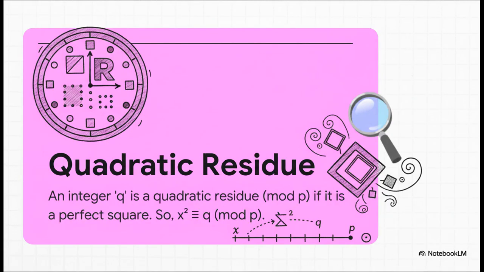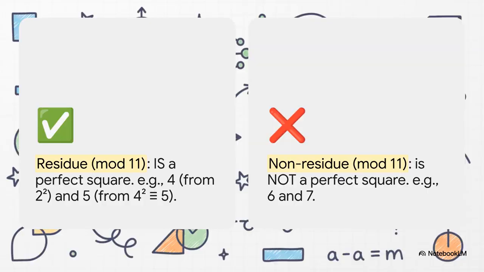And inside this clock world, some numbers happen to be perfect squares. We give those a special name, quadratic residues. That's the R from our mystery table. All it means is that you can find some number x that when you square it, you land on q on your p-hour clock. Okay, to make this super clear, just picture an 11-hour clock.